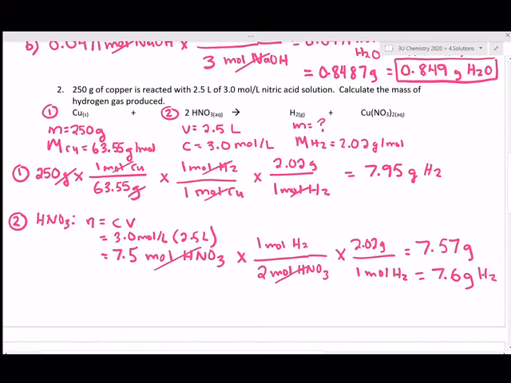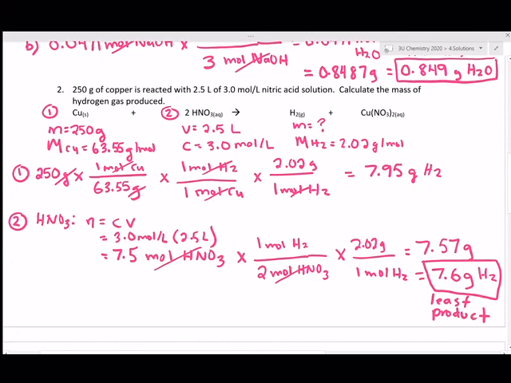Based on the copper, we're going to make 7.95 grams of hydrogen. That is impossible. We can only make the least amount possible. So this is the real answer because this is the least product that we made. And that's why you just test them both out.